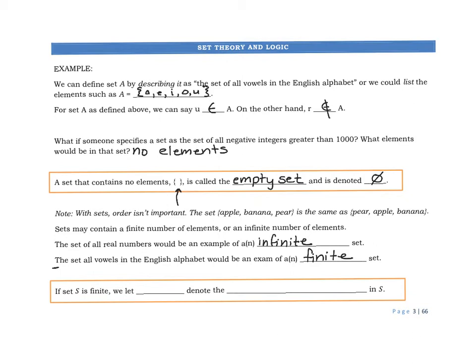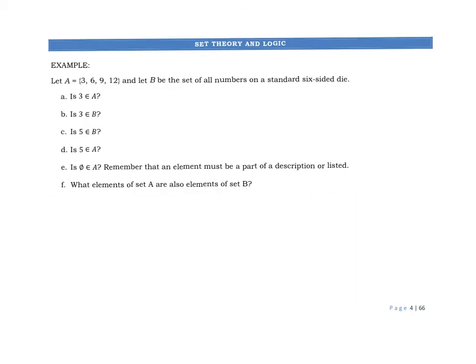So if set S is finite, we let the following notation denote the number of elements in set S. Now we're going to have a special name for that later on in a few more pages. But before we get there, let's look at another example and make sure we understand this element notation.